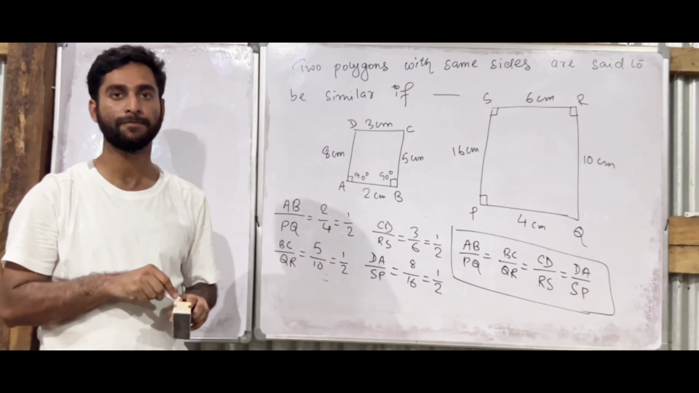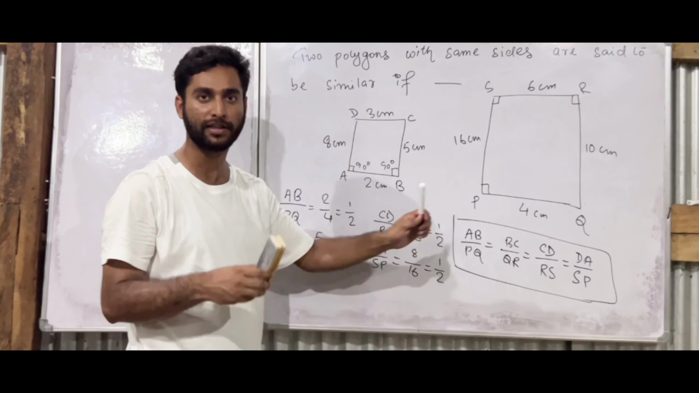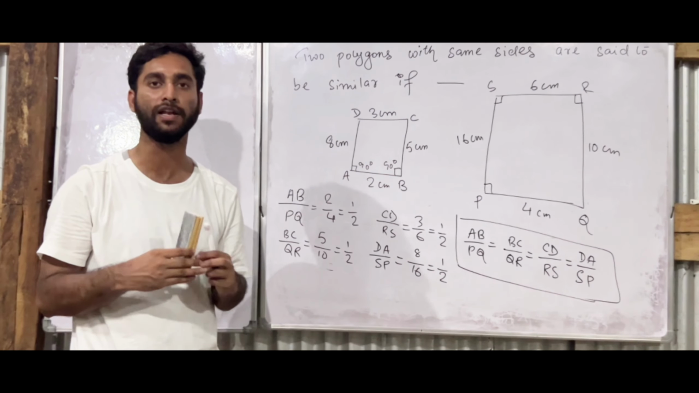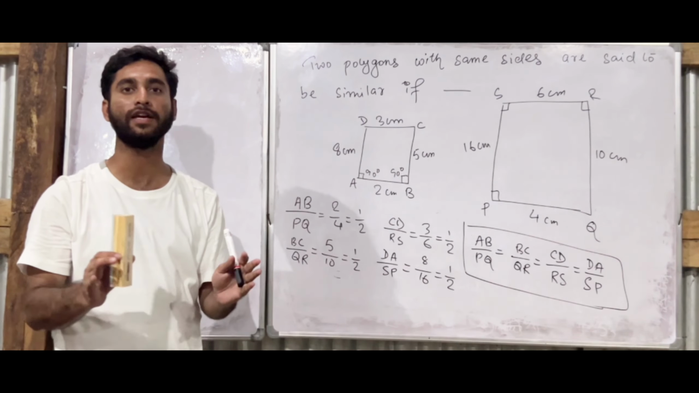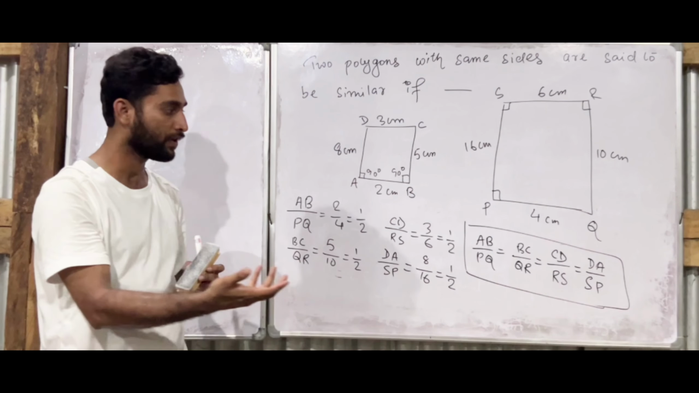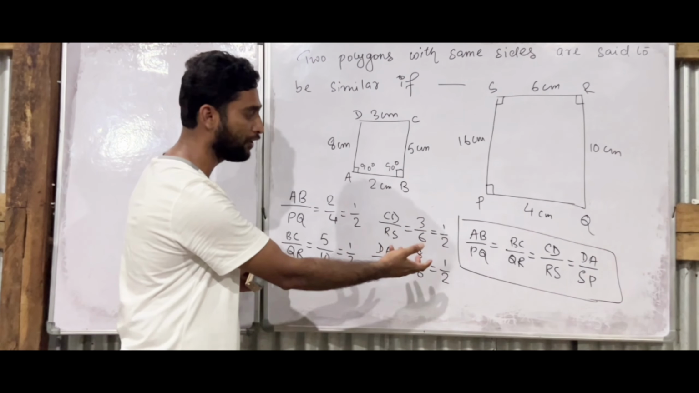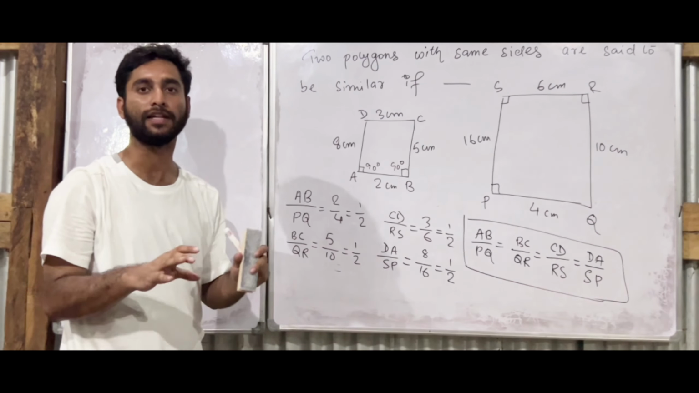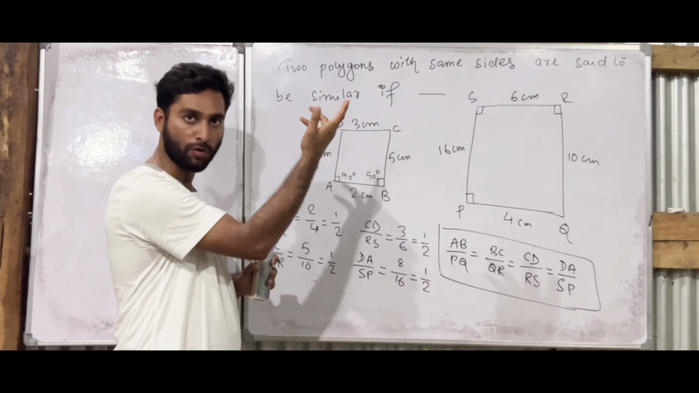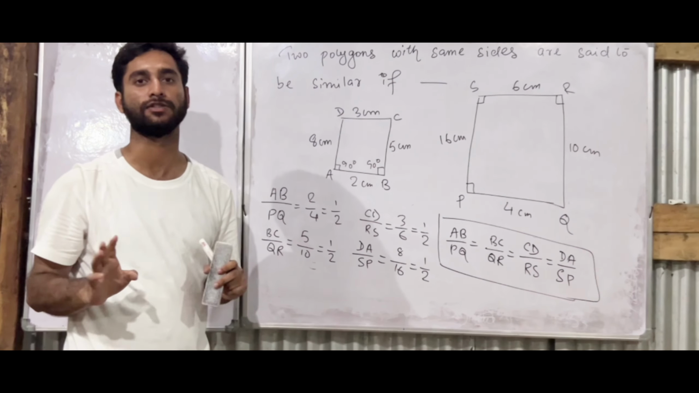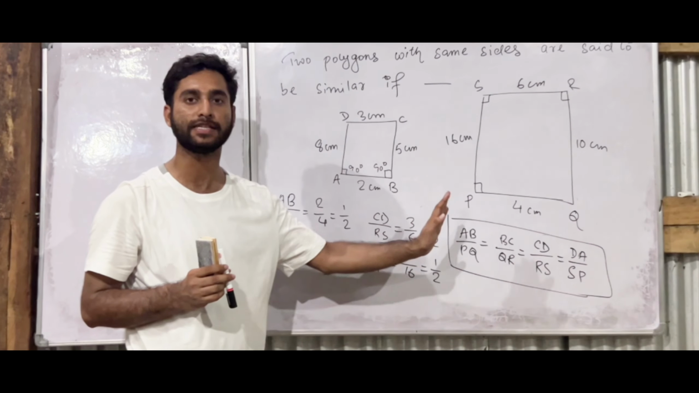What was the first condition? The first condition was that if the corresponding angles are equal, then we can say the two polygons are similar. And what was the second condition? The ratio of their corresponding sides should be in proportion. So how in proportion? You can take AB divided by PQ, and if you get the same ratio values, then they are similar polygons. Always remember that two polygons will be similar only if both conditions are satisfied. If only one condition is satisfied, that is not enough. Both conditions have to be satisfied.